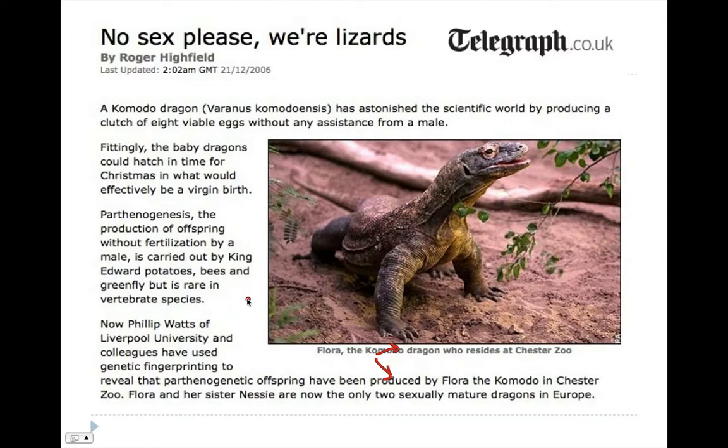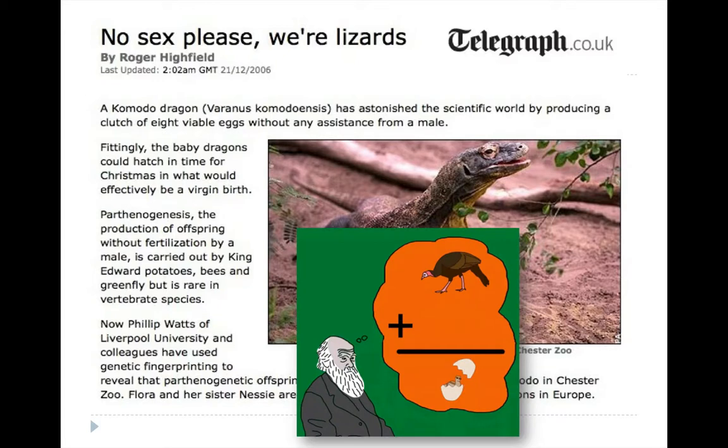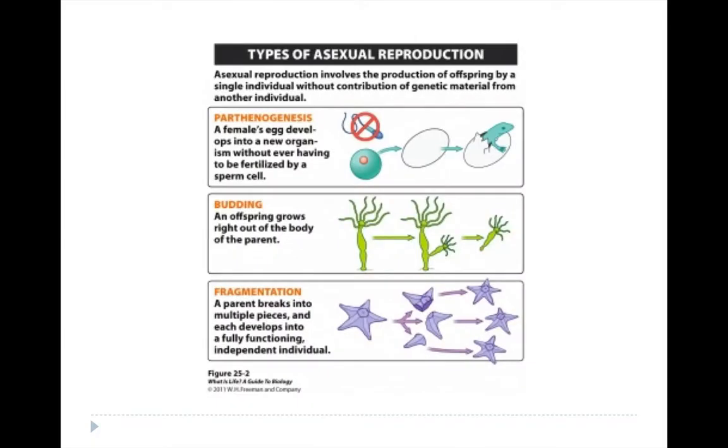In this one, we have a Komodo dragon, which goes through the same type of parthenogenesis that the shark did. So we wonder, of course, what would Darwin think about this? So we also found that turkeys are able to go through parthenogenesis, and I think it probably would have blown Darwin's mind to understand that no males were necessary.